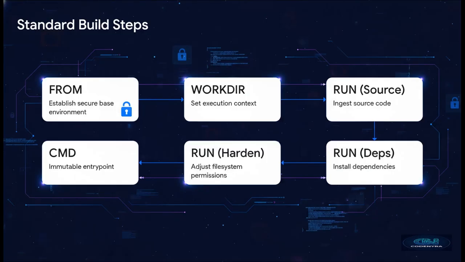Okay, let's shift gears from execution back to the build phase. To govern our environments, we have to codify our artifacts perfectly. A standard production build transitions through a strict sequence. First, establishing a secure base environment, then setting the execution context, ingesting source code and dependencies, and finally, hardening the file system and declaring an immutable entry point. Adhering to this strict sequence is what ensures every single build is perfectly reproducible across the entire enterprise.